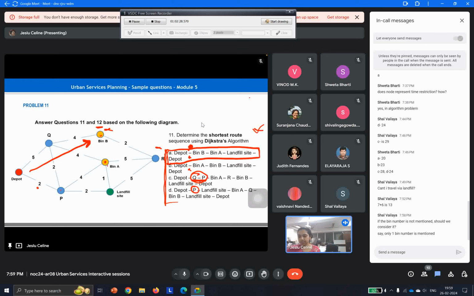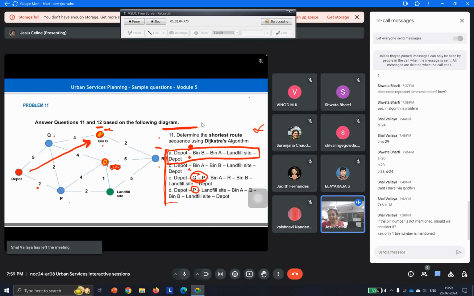Okay, so which means this is shown in yellow, but nothing is shown. Then there might be something wrong with the question, because here both the color and this one are shown. Actually, in that way the question should have mentioned clearly that you need to collect from bin A and B and then go to the landfill site. So that will be clear in the question, which are the ones you need to consider. The other ones, P, Q, R, if you need to go to all the nodes, again that will be mentioned, like go to all the bins and touch all the nodes also. Those will also be mentioned in the question.